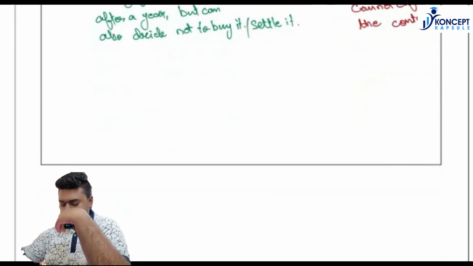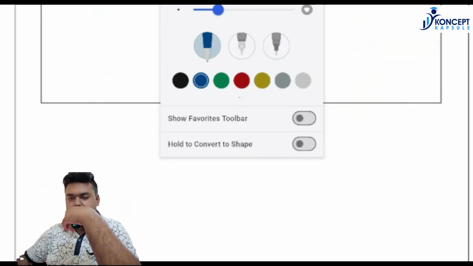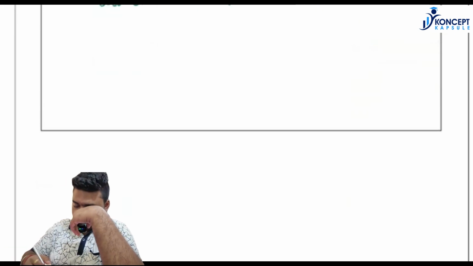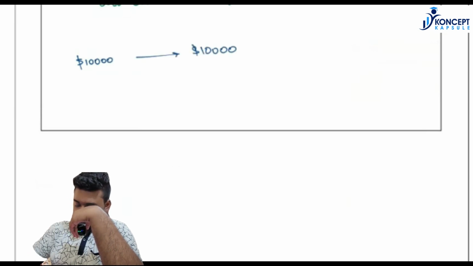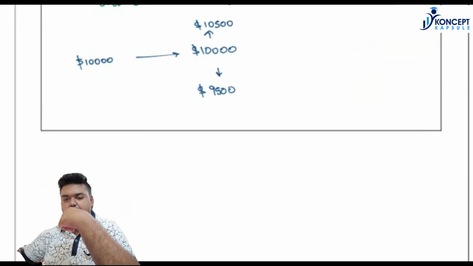Let us proceed further. As per our previous example, the price of gold can go up, or it can remain stable, or it can fall. Correct? These were the three possibilities that we were discussing.